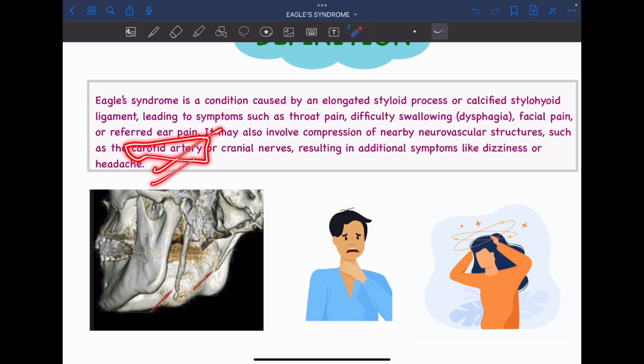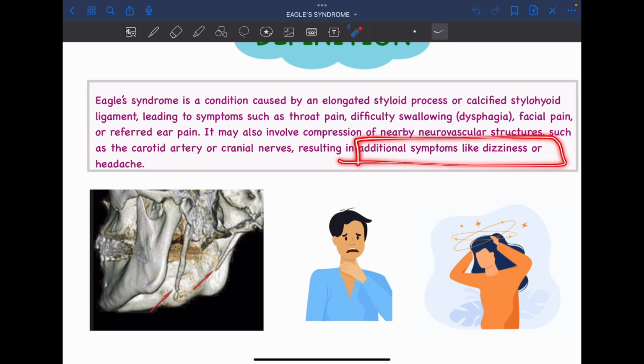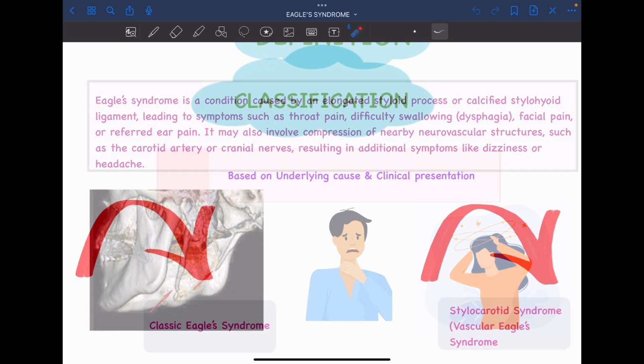It may also involve compression of the neurovascular structures nearby, particularly the carotid artery. This is a very important point, right? So one of the main structures which might get compromised because of this elongation of the styloid process is our carotid artery, and second would be the cranial nerves, as we have already discussed previously. And compression of these vital structures mainly results in additional symptoms, right? So sometimes these additional symptoms themselves give a very important clue in many cases to aid in diagnosis of this Eagle syndrome, which include dizziness or headache.